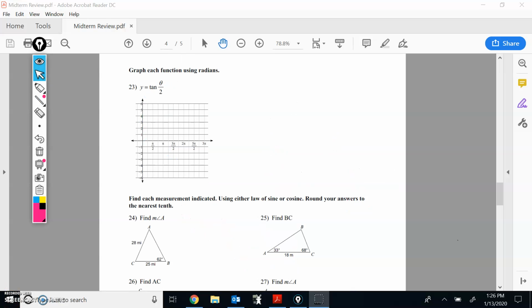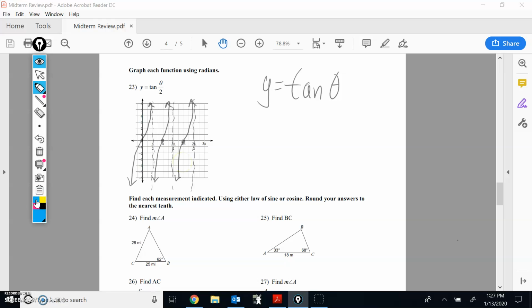We have tangent of theta over 2. Let's look what a normal y equals tangent graph looks like. Those have asymptotes at every pi over 2. That means there's barriers whenever you have a denominator of 2. Looks like that. And the basic shape is that it starts at the origin, goes up and back down, and then in between the 2 barriers, the 2 walls, it's going to go up, back down, kind of curvy, just like that.